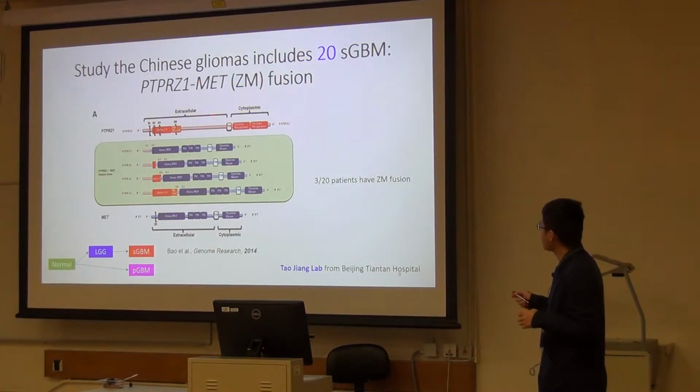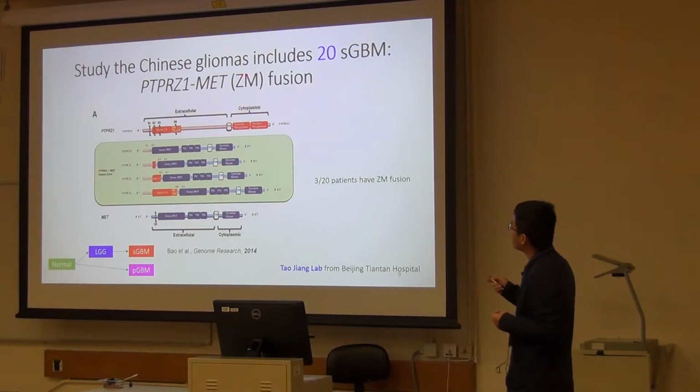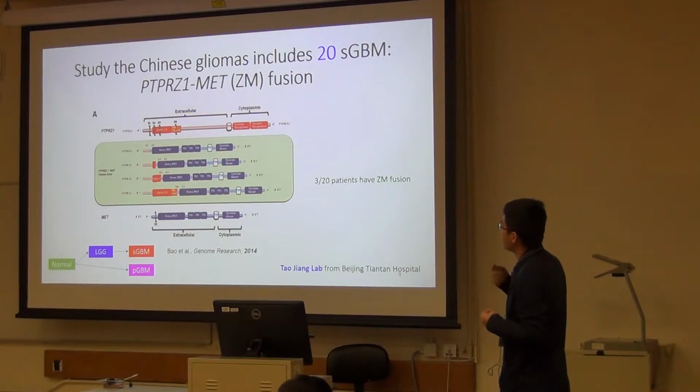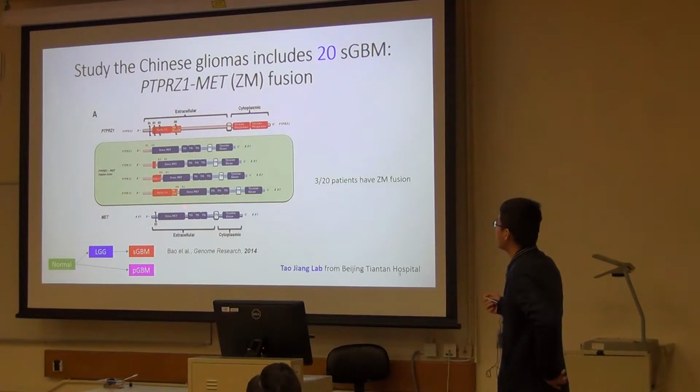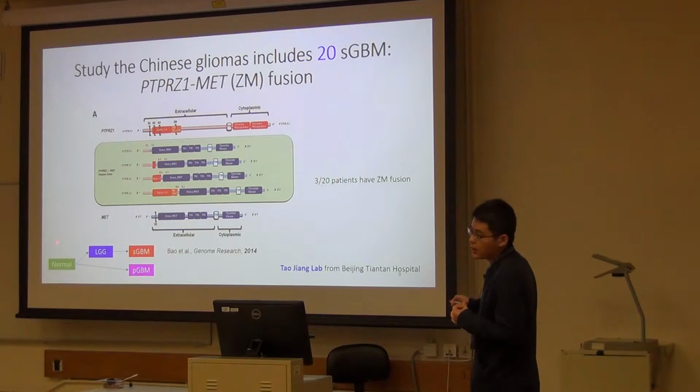However, in those patients, those two genes go together, and MET is a very famous oncogene. This fusion makes the oncogene super active, leading to the progression from low-grade glioma to high-grade glioma. I mentioned low-grade glioma is a glioma at grade 2 or grade 3, but GBM is grade 4, so this is very aggressive.